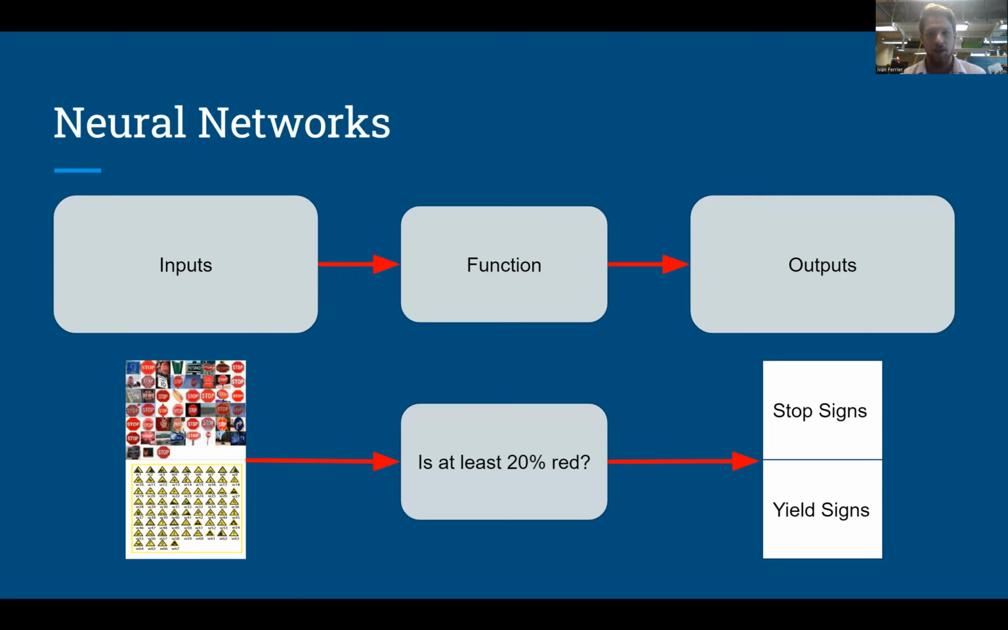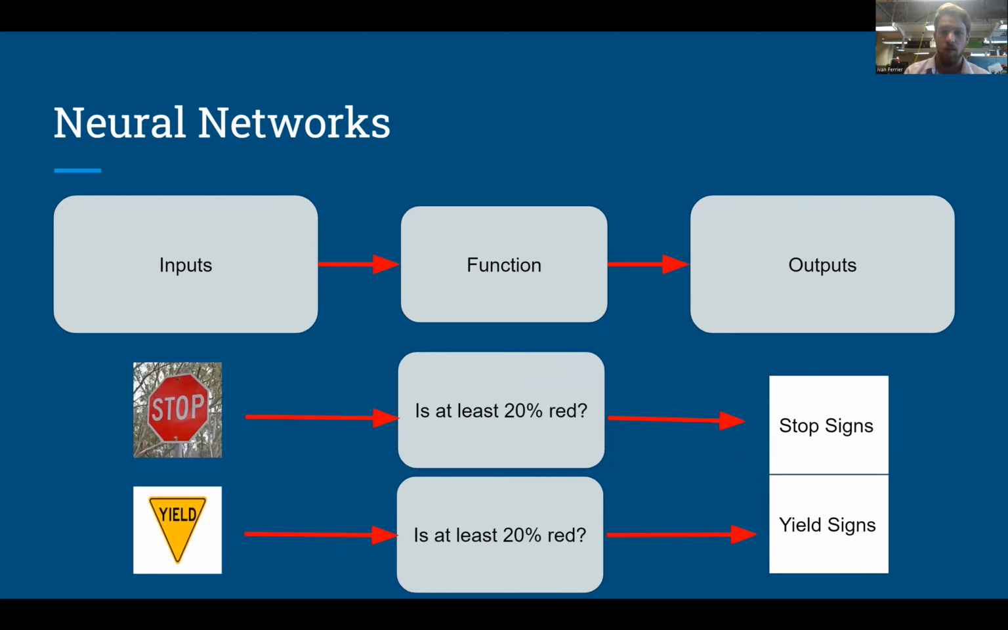If not, it's probably a yield sign. And this isn't exactly what neural networks use. They tend to be convolution layers, but just as an example, we're going to go with this 20% red idea. So if we train a neural network on these several thousand images with the correct labels, it could produce something that's basically like, is it at least 20% red? And it finds that when I check my database that I've been given, I get like a 96% accuracy. That's pretty good. So we say, okay, that's good enough for us, and we'll call that our model.